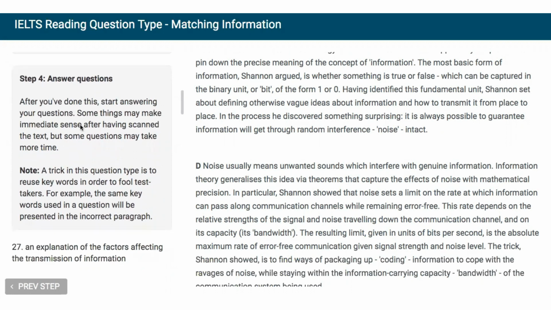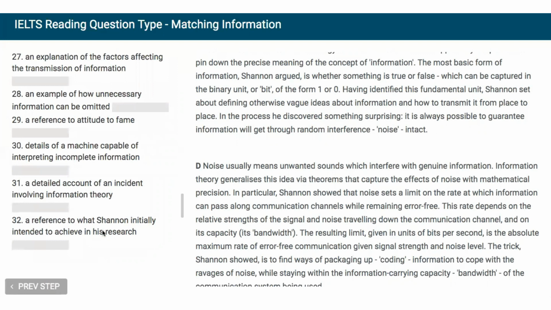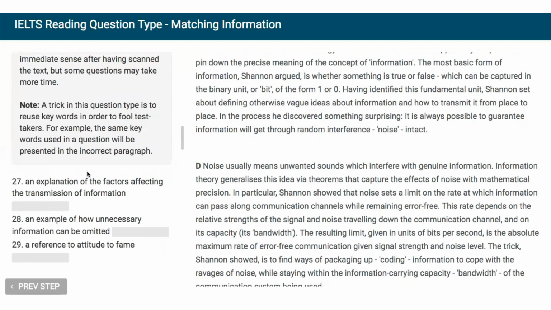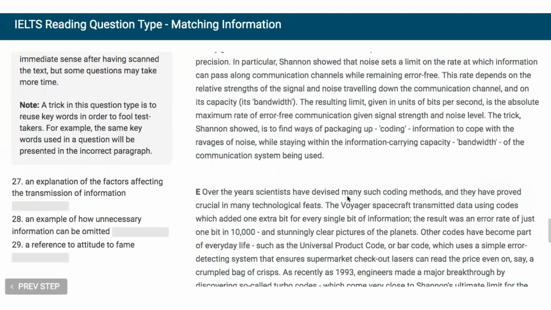Okay. So if you note here, number 4, in step 4, a trick in this question type is to reuse keywords. So keywords that we've seen together in these pieces of information. A trick is to reuse them in different areas that have nothing to do with the questions. And this is to throw us off track. So I'm also going to show you an example of how to avoid these common pitfalls with the matching information question type.